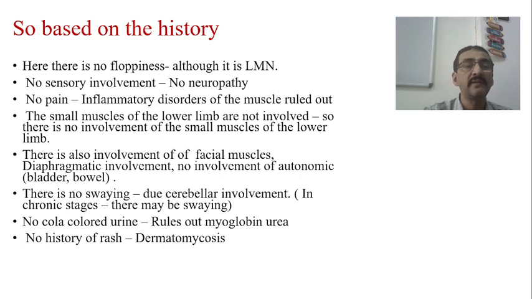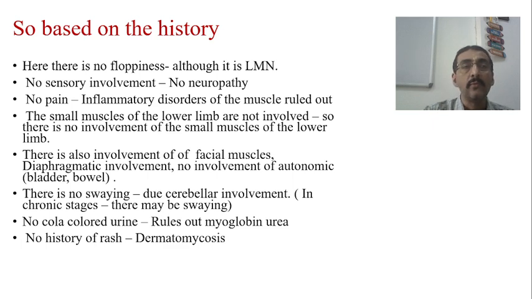So if it is not there, that suggests that there is no autonomic nervous system involvement. There is also no swaying of the limbs. If the swaying is more, that suggests cerebellar involvement. But in this case, there is no swaying. Of course, in muscular dystrophy, in the later stages, you may get a swaying-like appearance when he is walking. That's different. So there is no cola-colored urine again. Why am I explaining about cola-colored urine? Cola-colored urine usually indicates a problem related to the kidney. If the urine is cola colored, the source of bleeding is from the kidney, glomerulus.